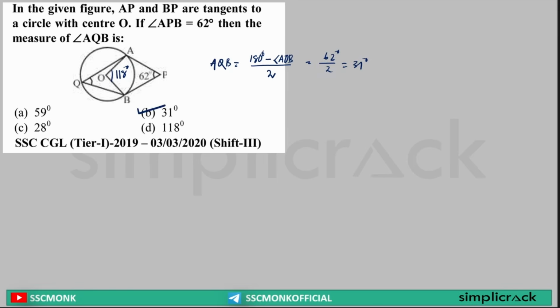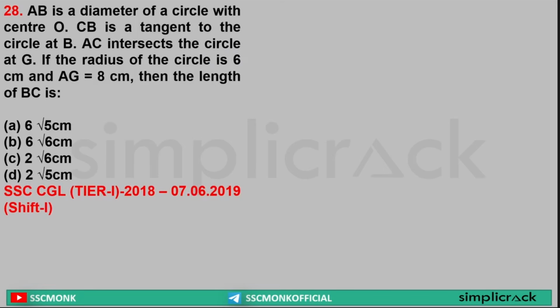Clear? Sorted? Next. AB is the diameter of the circle with center O. CB is tangent to the circle at B. AC intersects the circle at G. If the radius of the circle is 6, AG is 8 centimeter, what is the length?